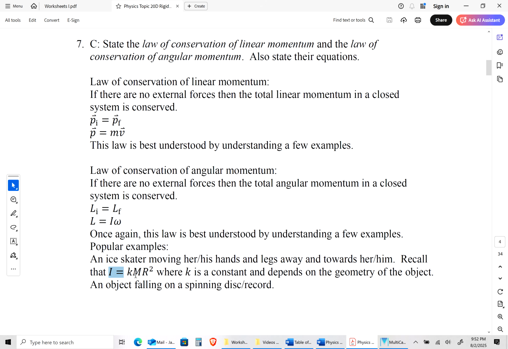Now this is because the moment of inertia decreases when you move your hands inside. So if I gets smaller, omega gets bigger. Why? Because L is constant. It's conserved. And if you move your hands outside, I gets bigger, so omega gets smaller, because L is constant.